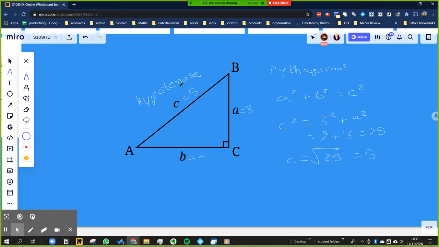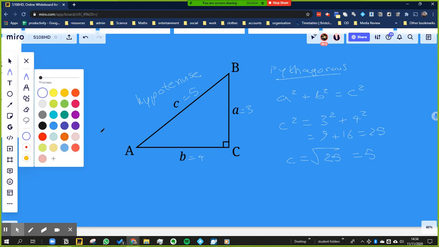Pythagoras is used whenever you're not interested in angles at all. There's nothing to do with angles here, it's only lengths of sides, but it is right angle triangles. Okay, so that's Pythagoras. Whereas trigonometry, for a start, we must have an angle if it's trigonometry.